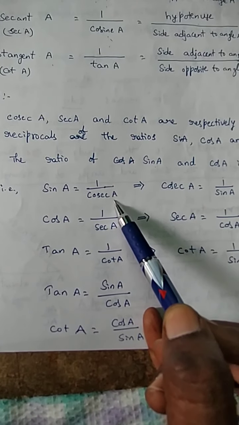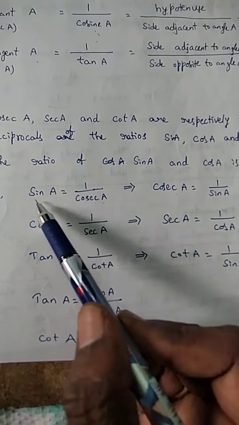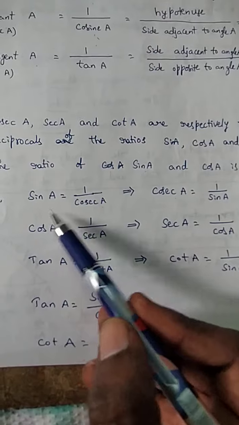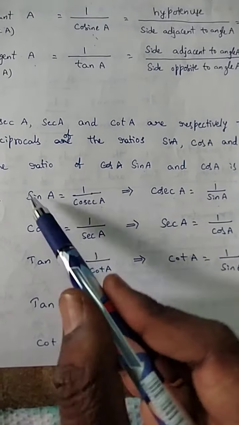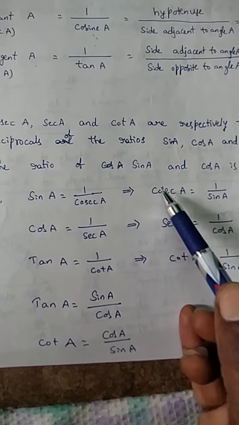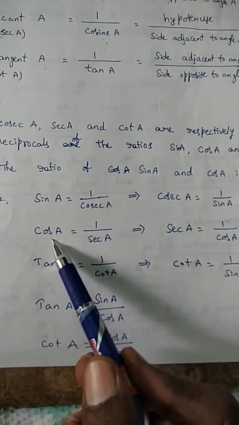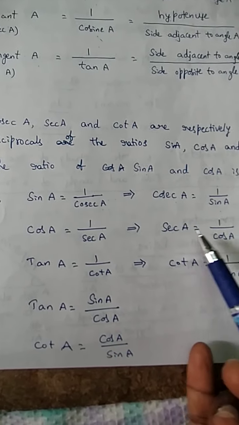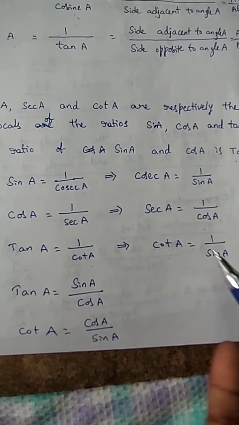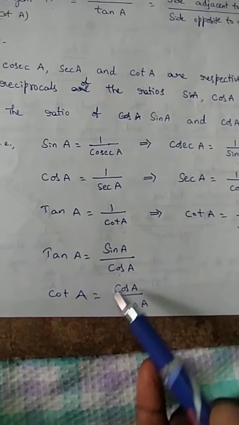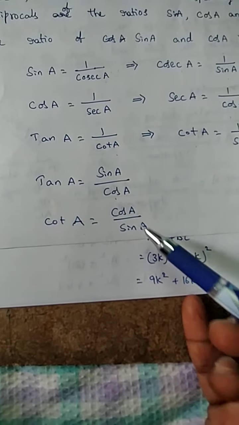Now according to these two statements, sin A is equal to 1 by cosecant A, that implies cosecant A is equal to 1 by sin A. If one is possible, then the other is also possible. Then same, cos is 1 by secant, secant is 1 by cos, tan is 1 by cot, cot is 1 by tan. Then tan A is equal to sin A by cos A, cot A is equal to cos A by sin A.